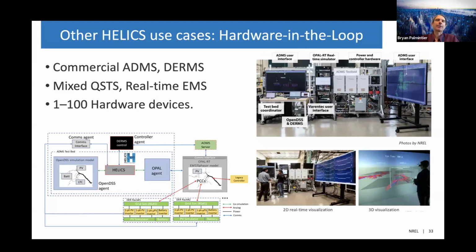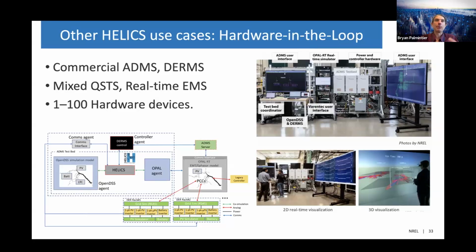So here's our advanced distribution management system testbed that also can be used to test out distributed energy resource management systems. These are systems that are run at utilities. And in this case, we have real commercial ADMS systems running in software connected to actual hardware devices, as you can see in some of these figures. But that's only able to connect, now we can do hundreds and sometimes even thousands of devices.